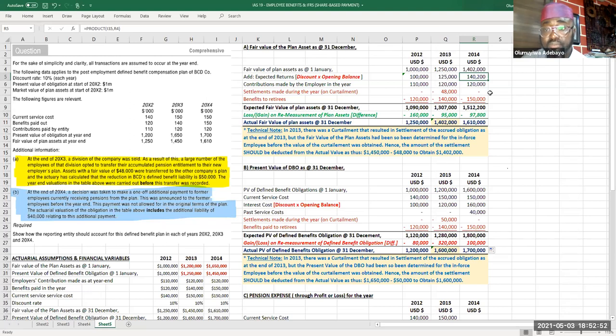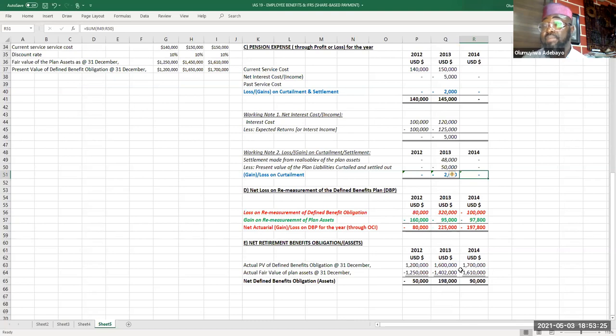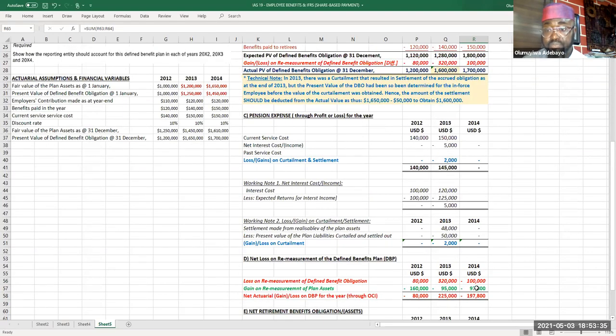Any question? Therefore, I come down here to show the effect of that. Now, because there are two gains, the total gain increased by 197, whereas we had a loss in this period. And there was no curtailment and no settlement made. I remember our liability and asset are paired to obtain our net defined benefit liability of 90 at the end of the day.